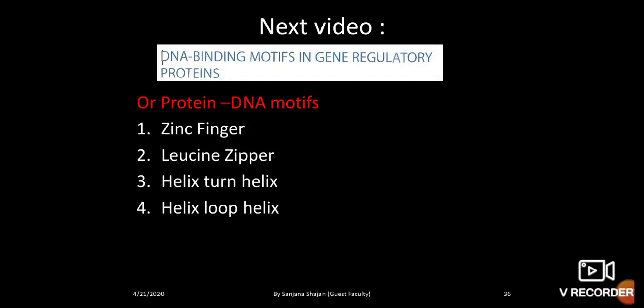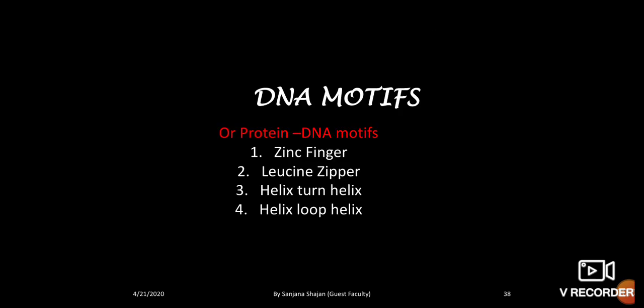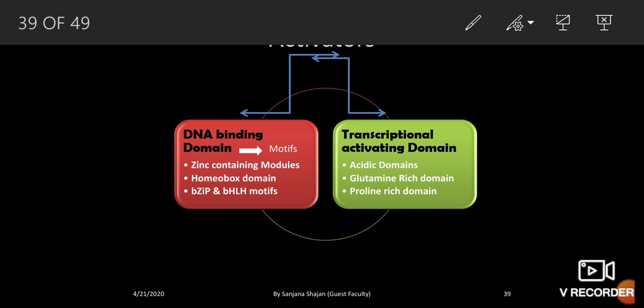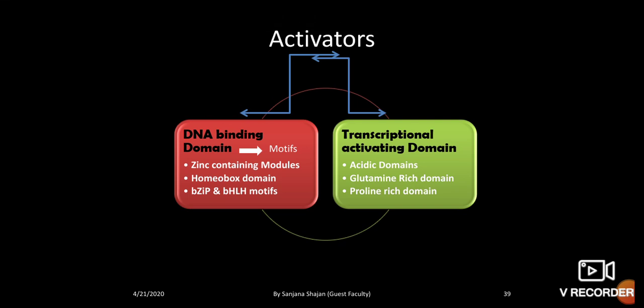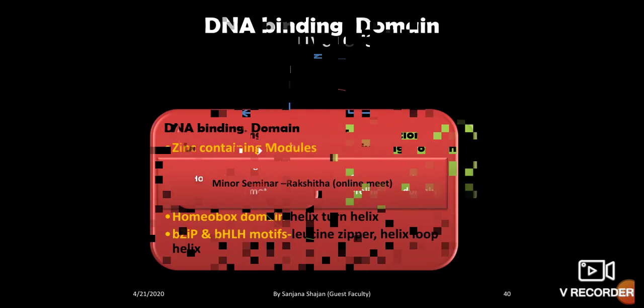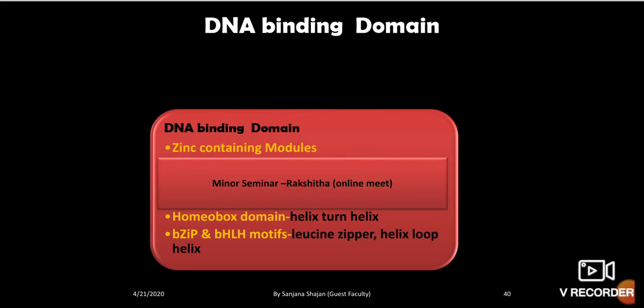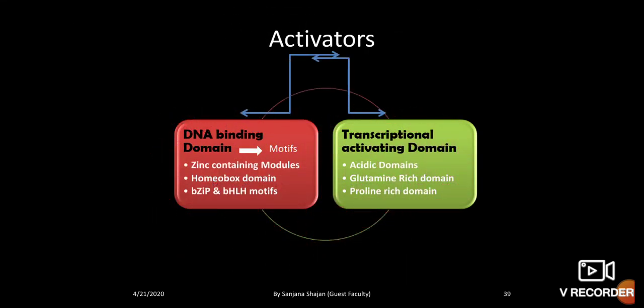Guys, so today we'll be studying a DNA motif, that is helix turn helix. Previously we studied the transcriptional activators, and these are divided into two: the DNA binding domain and the transcriptional activating domain. The DNA binding domain is also called motifs. You have the zinc containing modules, Homeobox domain, and bZIP and bHLH motif.